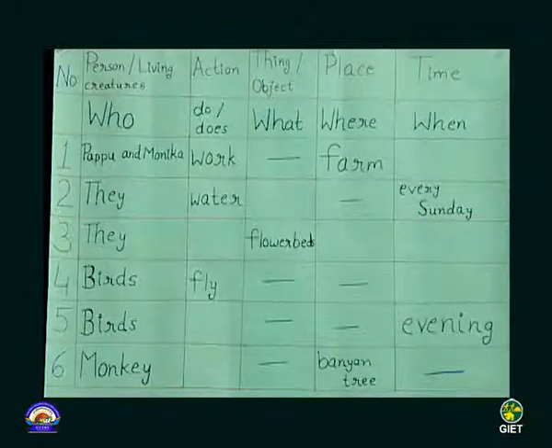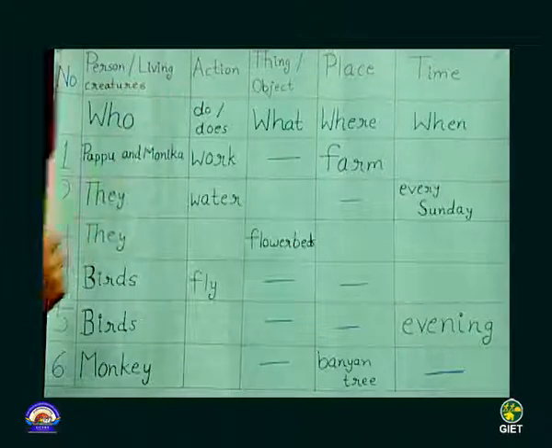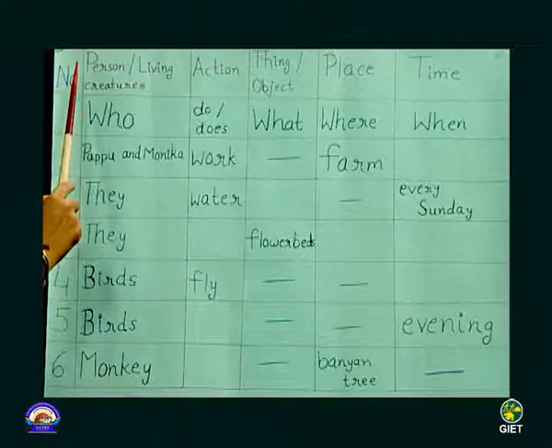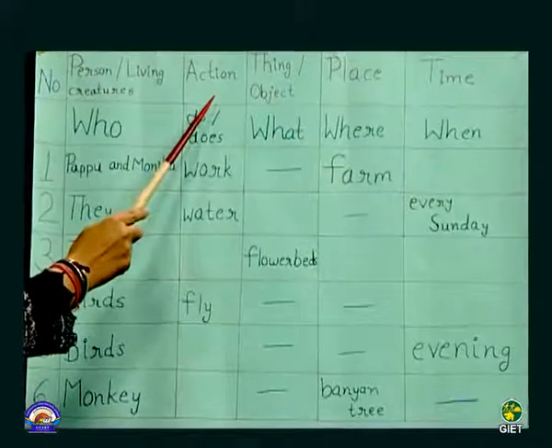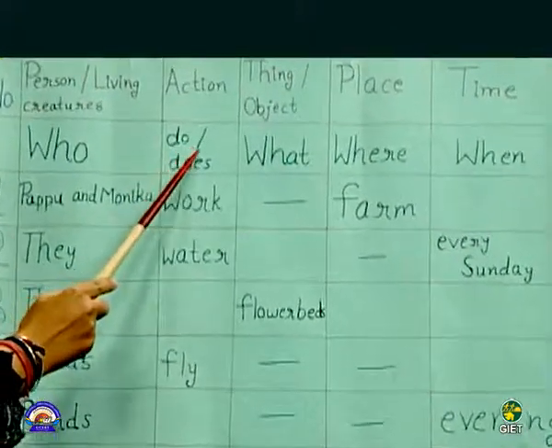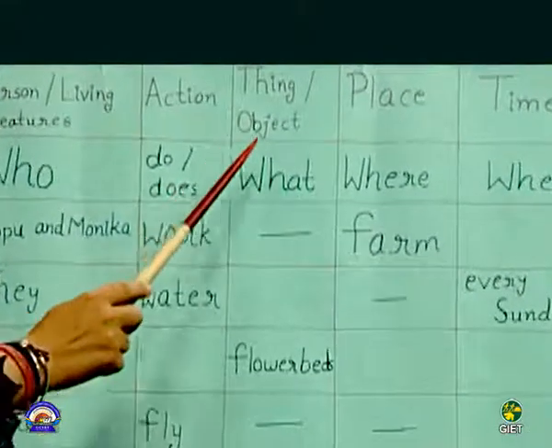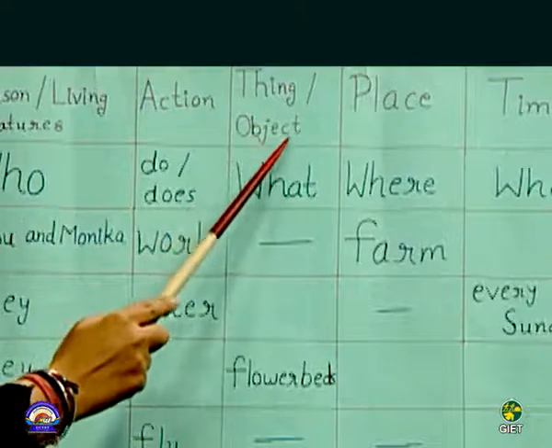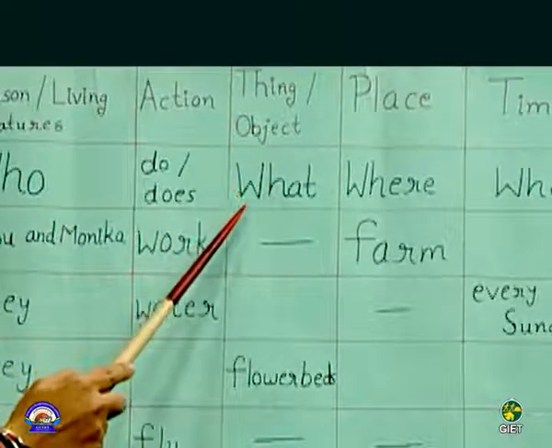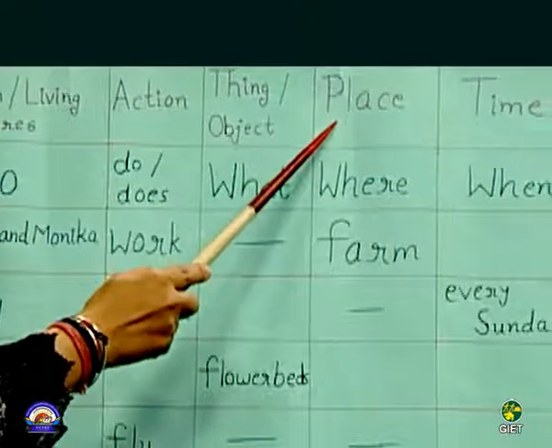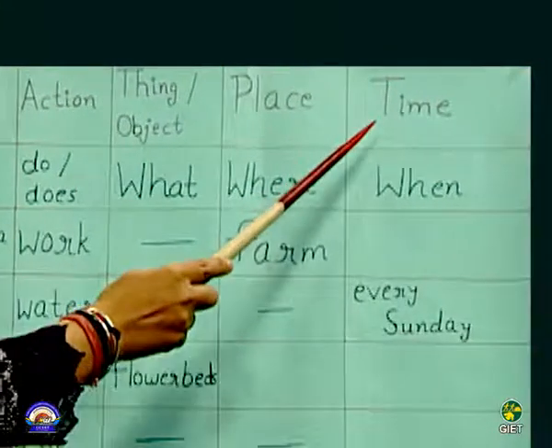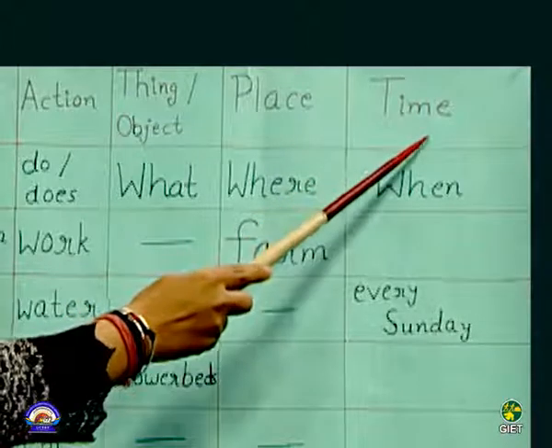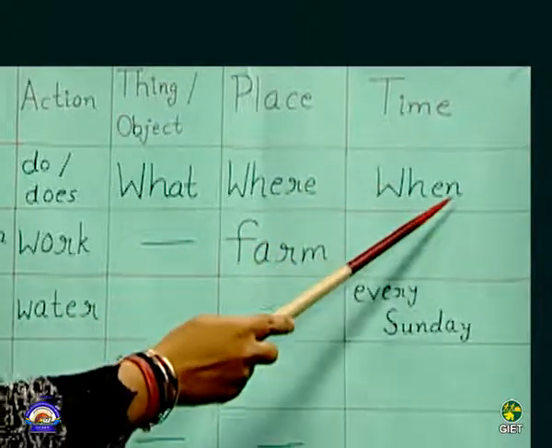Here are 5 columns. The first column is person or living creatures. As we know, who indicates person or living creatures. Our second column is action. For that, we use do or does. Third column is thing or object, for which we use what. The fourth column is place, which is indicated by where. The last column is time. For that, we use when.